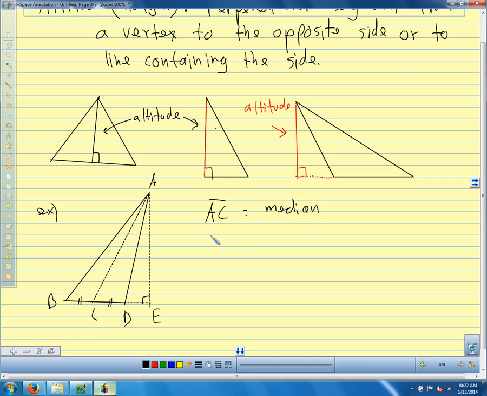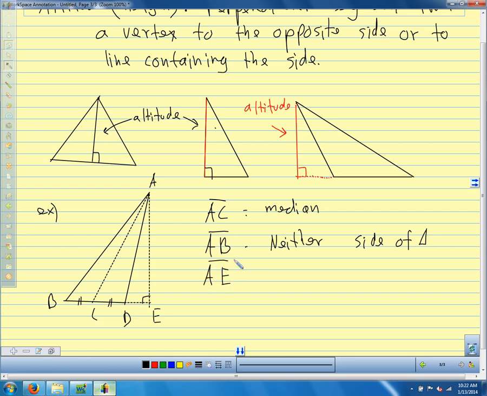How about segment AB? Altitude, median, or neither? Neither. What is segment AB? It's just the side of the triangle. So that's neither. That's just the side of the triangle.